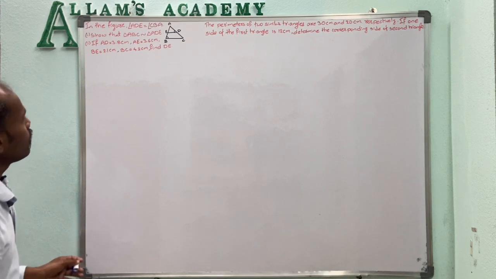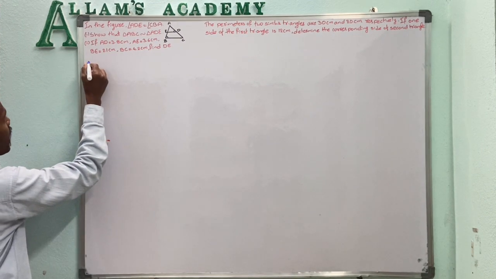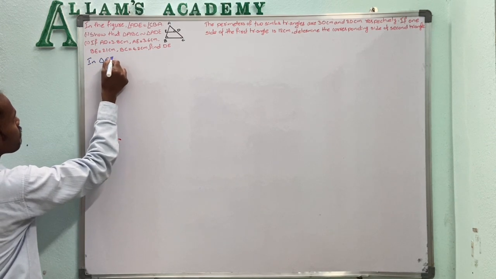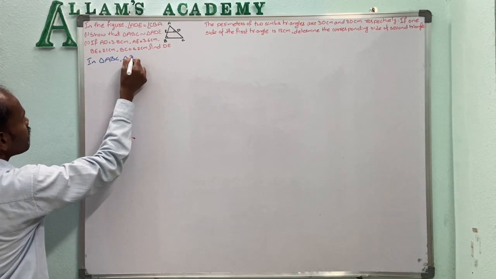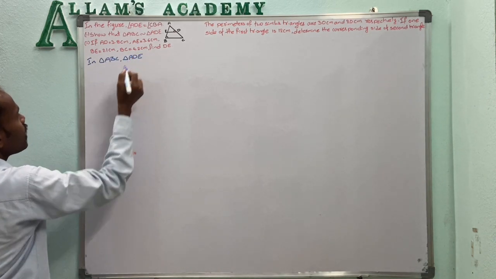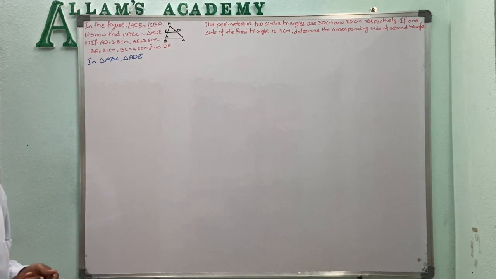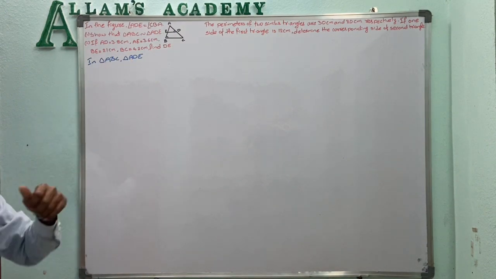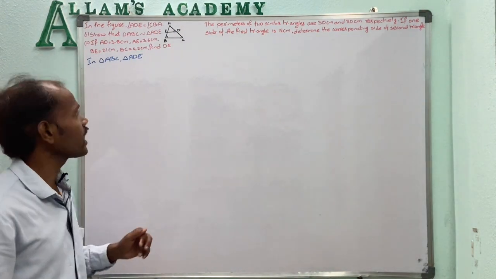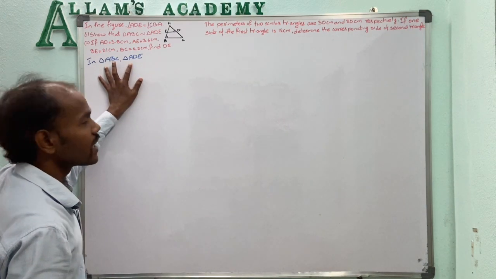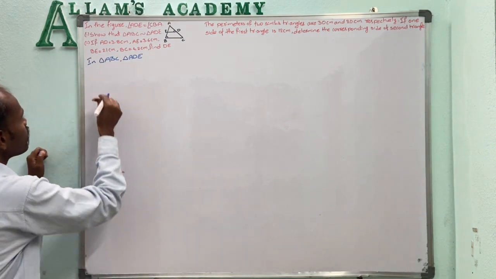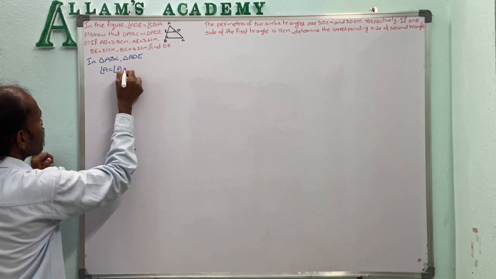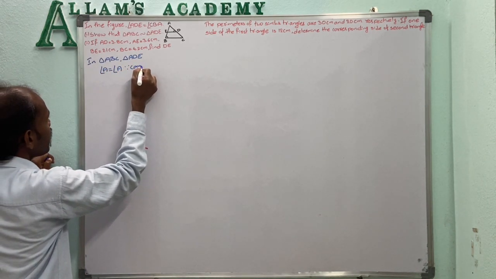Okay, so here the given triangles are ABC and ADE. Now in these two triangles, if we observe, A is the common vertex for the two triangles. That means angle A is a common angle. So angle A equals angle A, since it is a common angle.